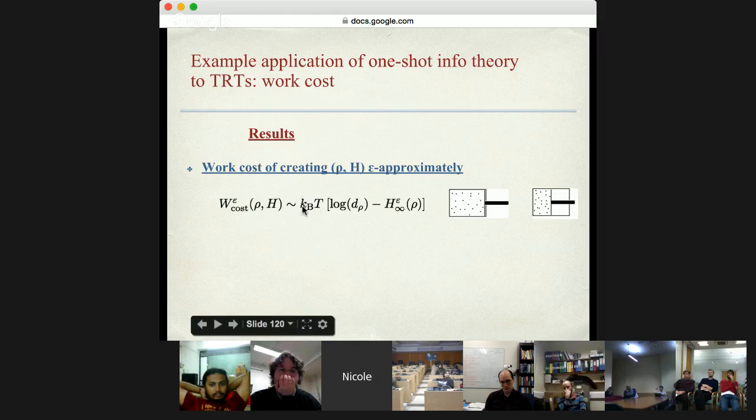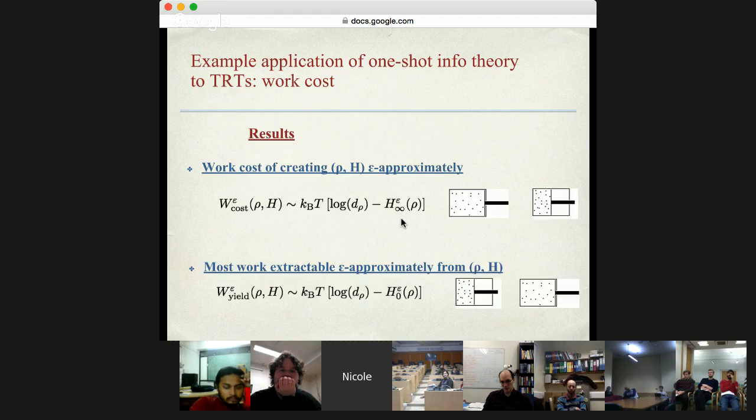This is some energy dimensionful factor. This is the log of the dimension of the space on which the state is defined. And this is some entropy. It's built from the min entropy. There's this epsilon here, so I didn't actually define this quantity, but it's just some generalization of the min entropy called the smooth min entropy. That's the work cost of creating a state, approximately.